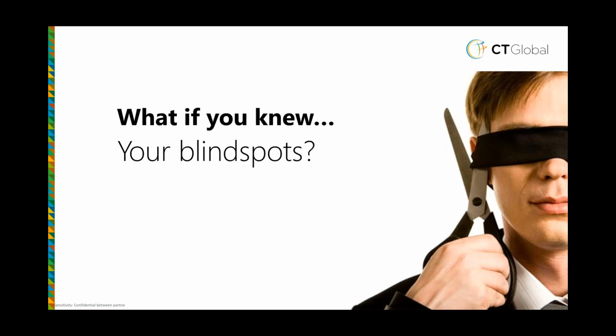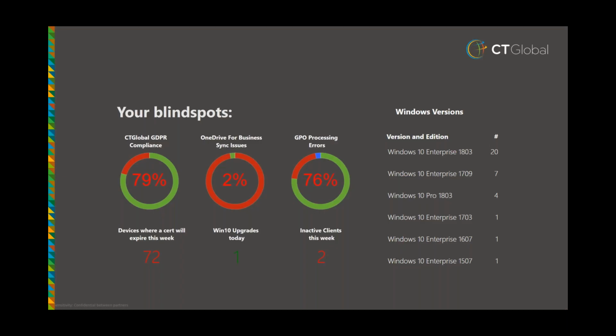Another thing that I also highlighted in the beginning here is, your hands really can't hit what your eyes can't see. So, what if you knew your blind spots in here? And blind spots, I kind of mentioned the OneDrive for Business. So, are we having any synchronization issues? Have we performed the first synchronization? Are we synchronizing to the right tenant?